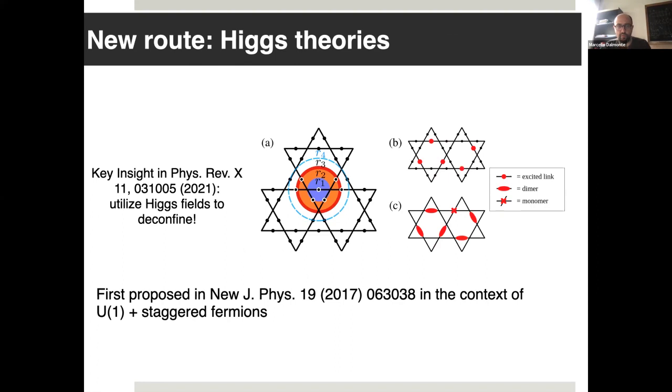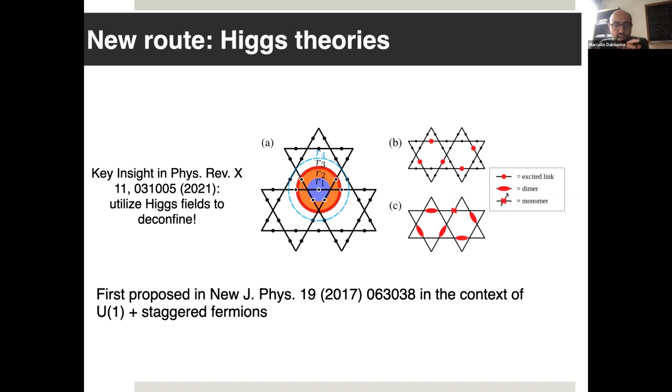I mean, this was a follow-up of this numerical work, and the key insight of this work is that one does need theories which do not only have this kind of two-in, two-out rule, but they can allow some exceptions. And these exceptions, in the language that is typically utilized in condensed matter, are called monomer excitations. Now, these ideas were already around.